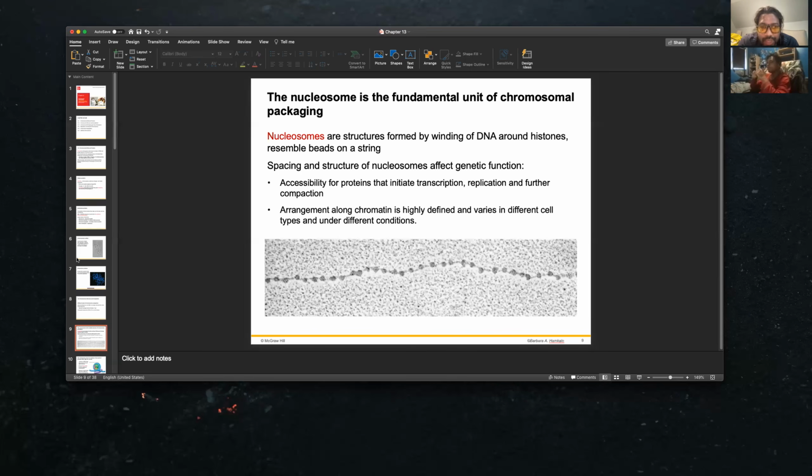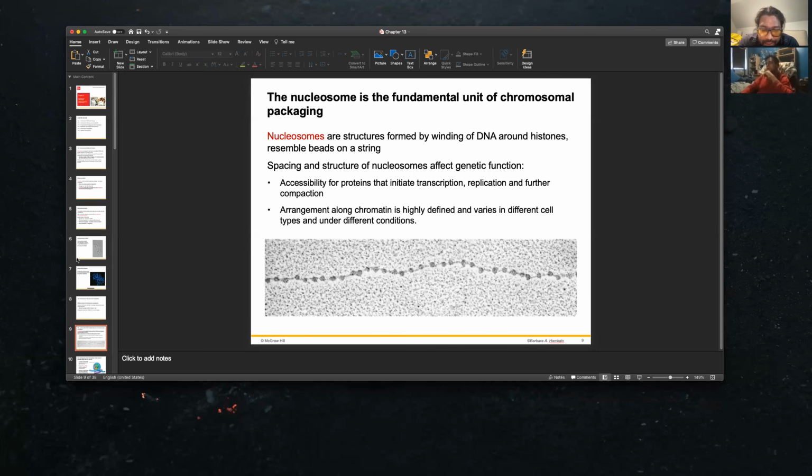All right. So the nucleosome, think of it as the fundamental unit of the way a chromosome is packaged. In the picture, it looks like beads on a string, and that's exactly what they wrote too. It's formed by the winding of DNA around the histones, and they resemble beads on a string.